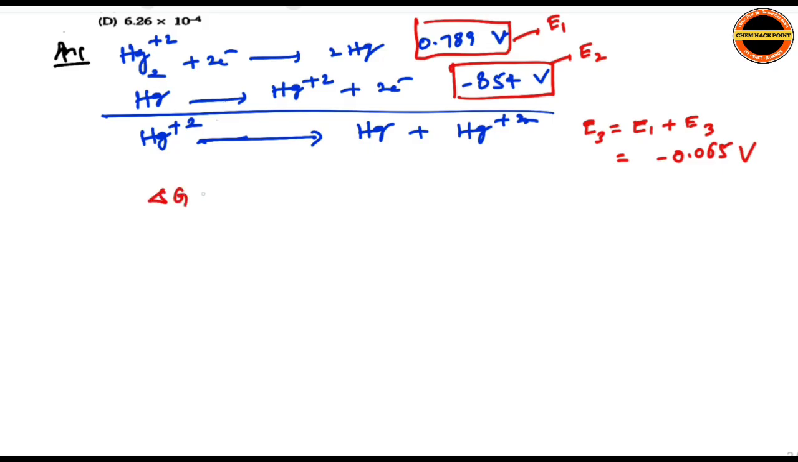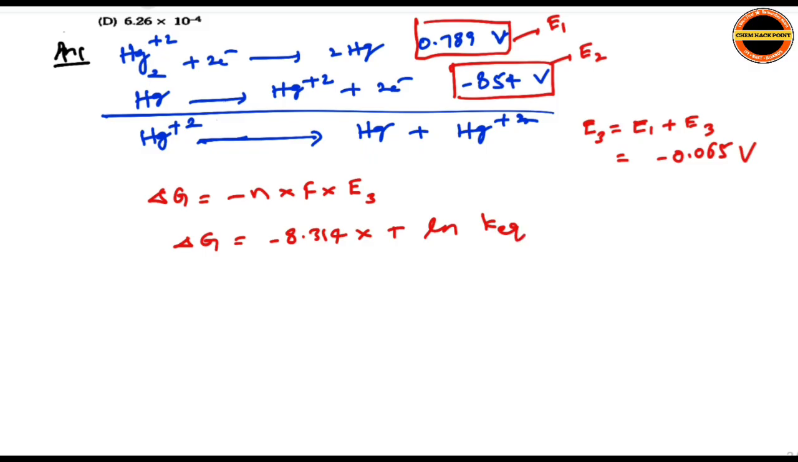So what you will get: delta G is equal to minus nFE3. And then we can make it equal to delta G, this value we know. At the same time, at equilibrium, delta G is equal to minus RT ln K, where R is 8.314, with temperature and ln K equilibrium.